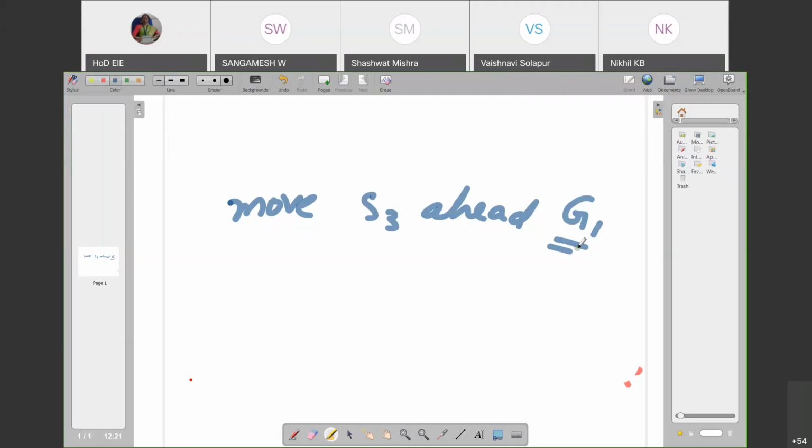So what has to be done when you are moving a summing element ahead of a block? Multiply by G1. Is it multiply? No. Divide by G1. When for a takeoff point ahead you are multiplying, the opposite is multiplication of 1 by G1, ma'am. Yes, multiply. Please remember, I have given you a hint, right?